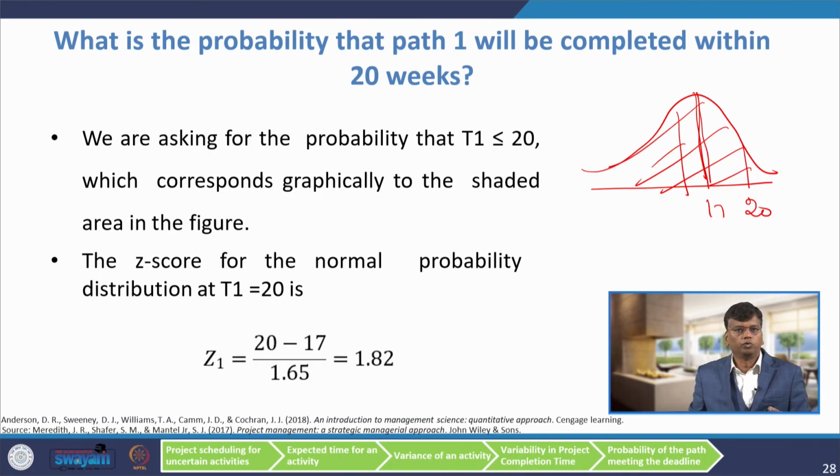There are two ways we can do it. With the help of a statistical table, you can find out the area of the normal distribution. If you are using a statistical table, you have to convert into the z scale. We know that this is 20 minus 17 upon 1.65, 1.82. So, you can refer to the standard normal probability table. From there you can find out the probability. Otherwise, you can use Excel to find out the area of the normal distribution.